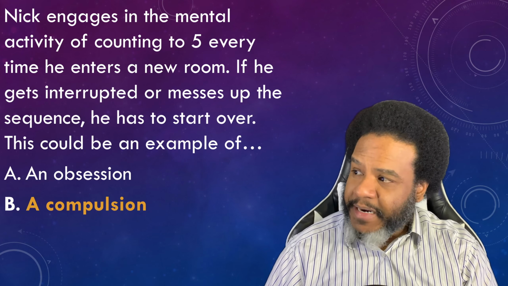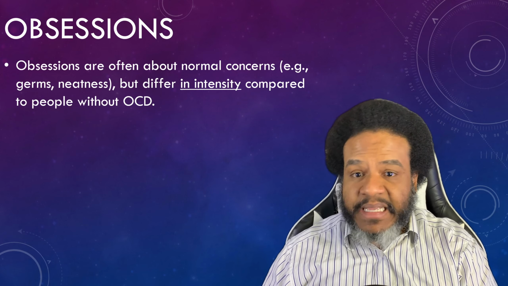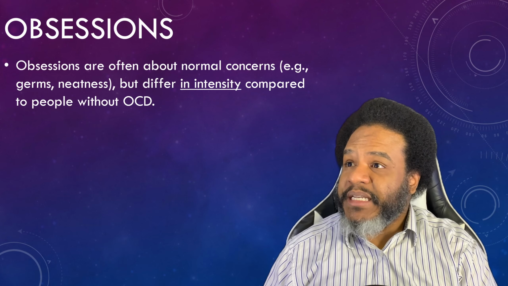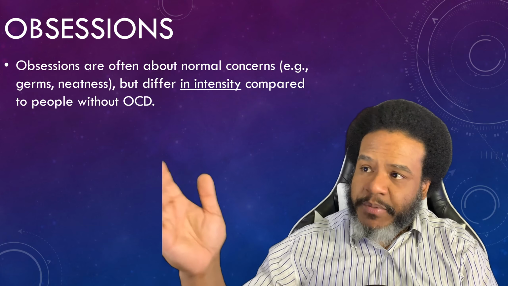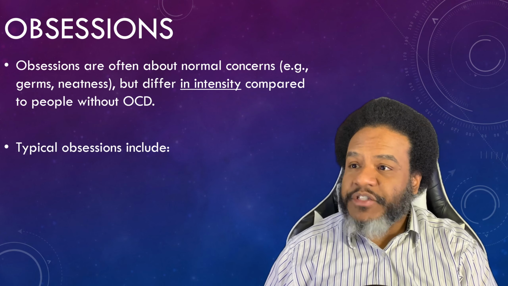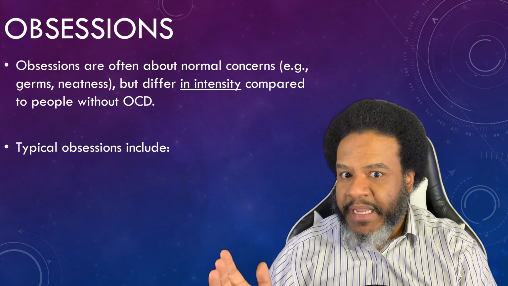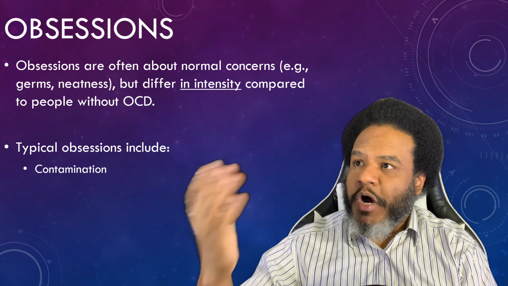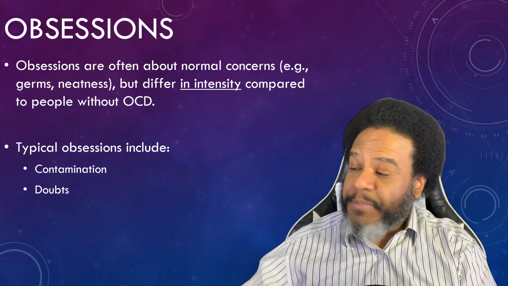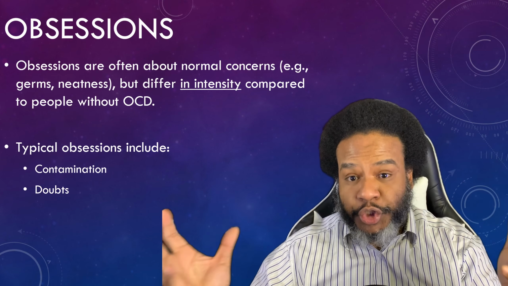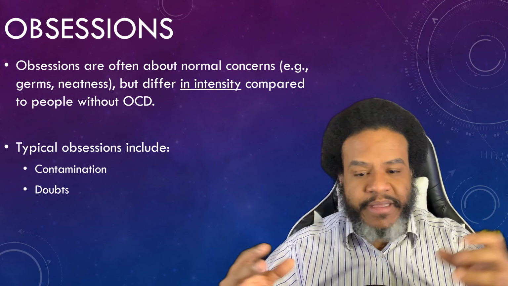Obsessions are typically about normal things, but the intensity is different when it comes to individuals with OCD. So there are actually 5 categories of typical obsessions. We have contamination. So the obsession is contamination. The compulsion would be like washing your hands. And we have obsessions being doubts. So this could be something like forgetting to turn off the stove. This could be like the checking thing. I need to check the doors.